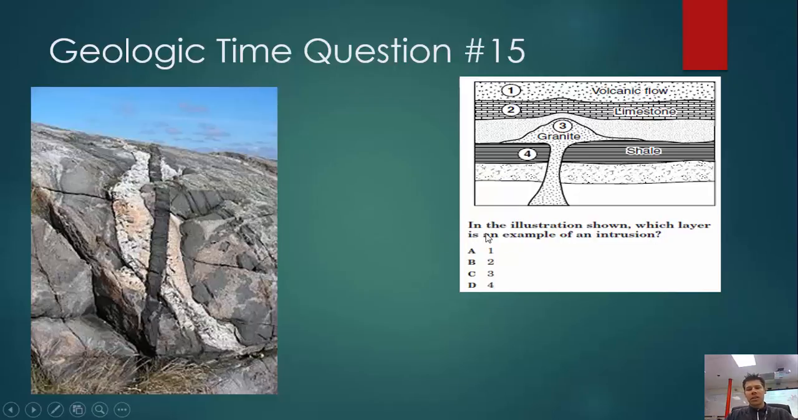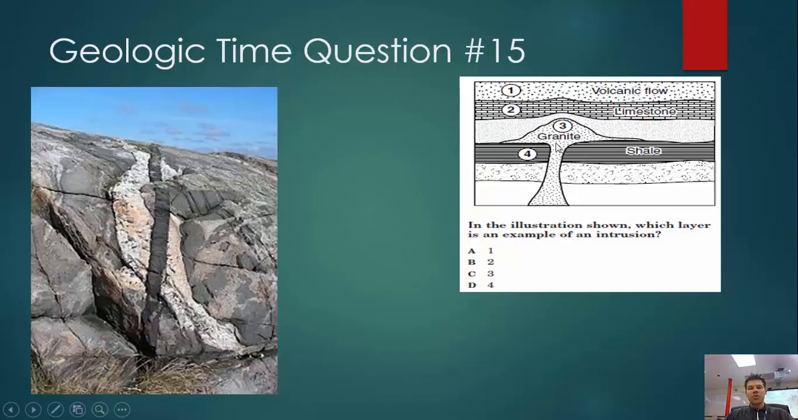Alright, so let's look at the diagram now. In the illustration shown, which layer is an example of an intrusion? Remember, intrusion, like an intruder, somebody that breaks in your home would be an intruder. This is an intrusive rock, a rock that breaks through the other layers. And after you understand what the intrusion means, it's very obvious which one is doing that, and that's number 3.